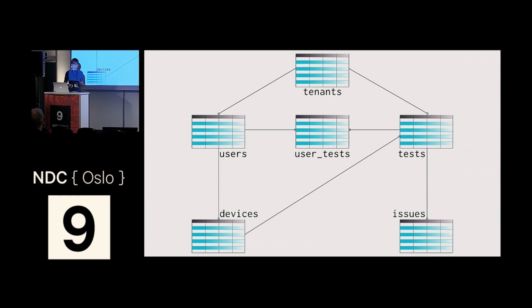So if we get started designing a schema for a partition table structure, this is a reduced version of one of our accessibility testing products. We have a tenants table where we have a single row per tenant. Each tenant has users and tests, which are related by a junction table. Users have devices which they use to perform the tests and raise issues.